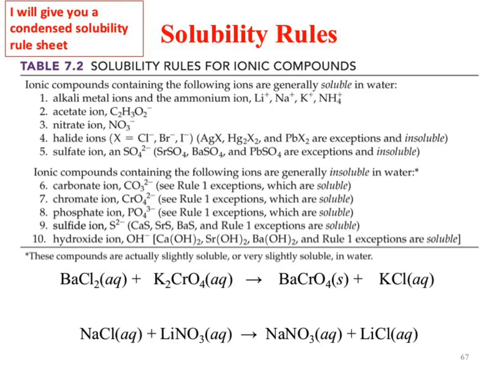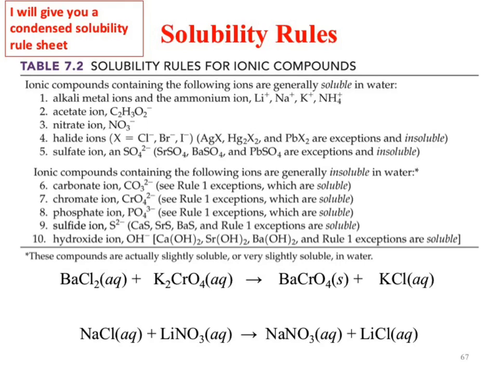What was rule 1? Alkali metals. Is barium an alkali metal? Barium is an alkaline earth metal, not an alkali metal, so it doesn't match the exception. It is now insoluble. There's the solid.